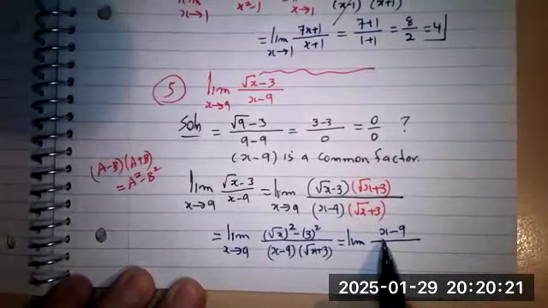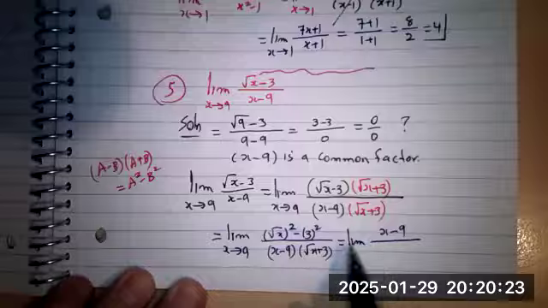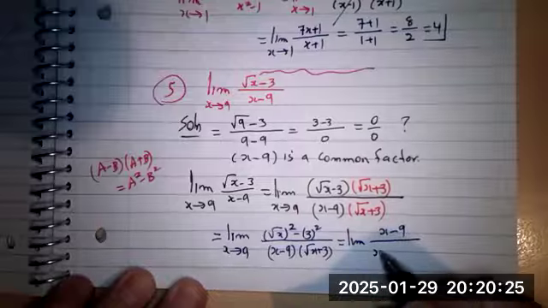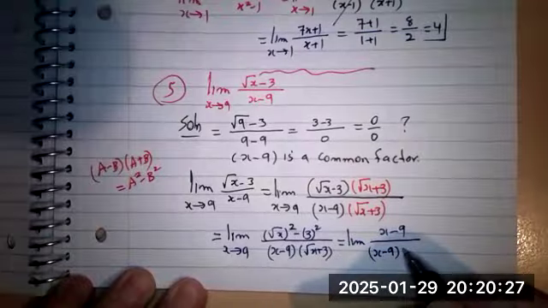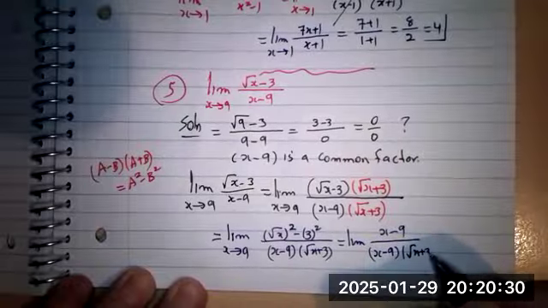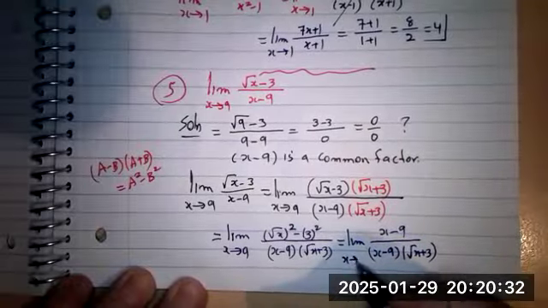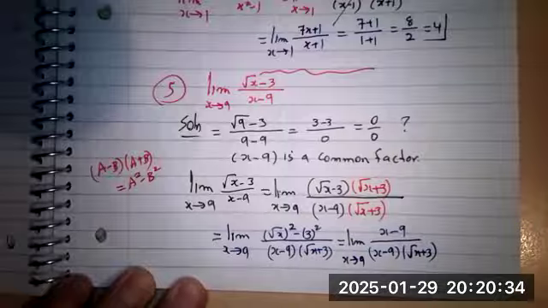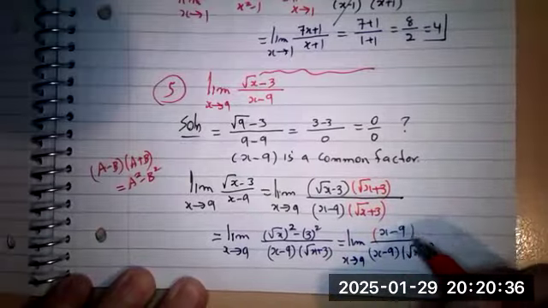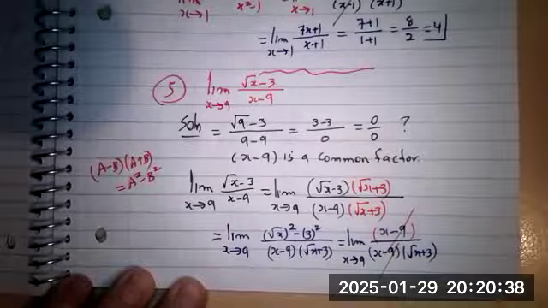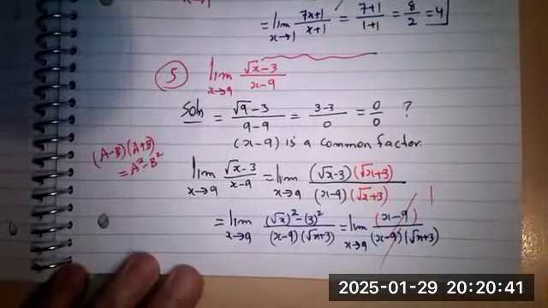You see the common factor? If you don't get it, probably you miss something. That's going to be x minus 9 times radical x plus 3, as x goes to 9. Now we have the common factor. You see the common factor on the top and the bottom. Eliminate it. The left over on the top would be 1.